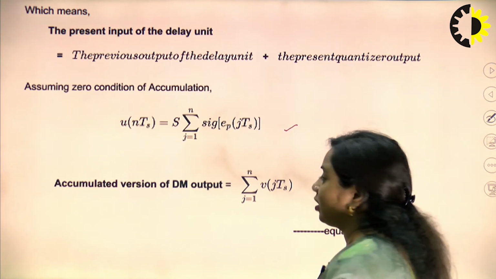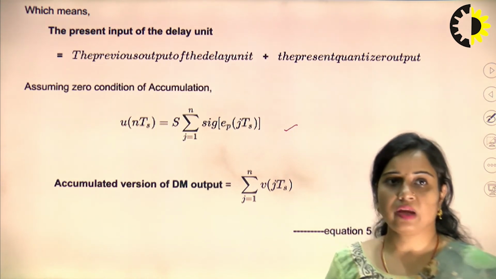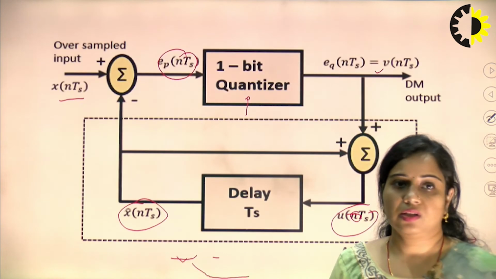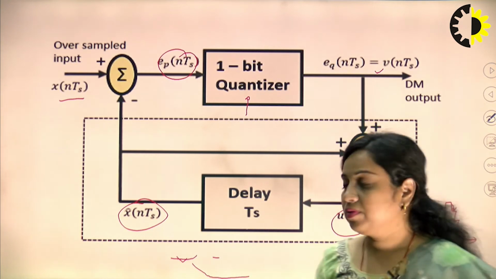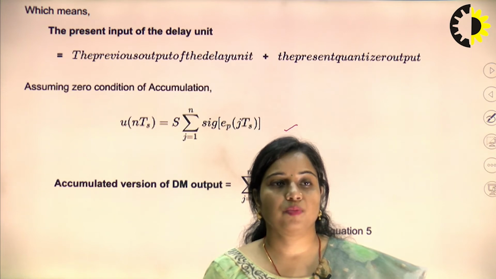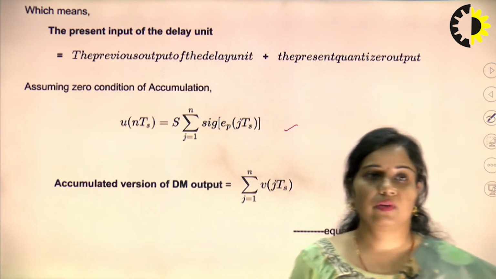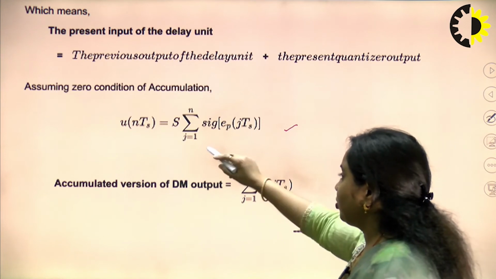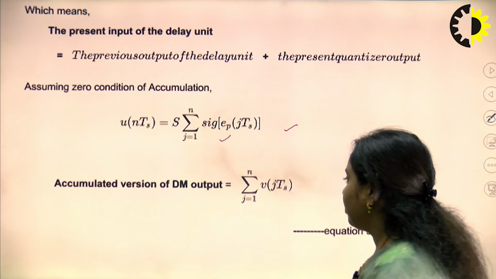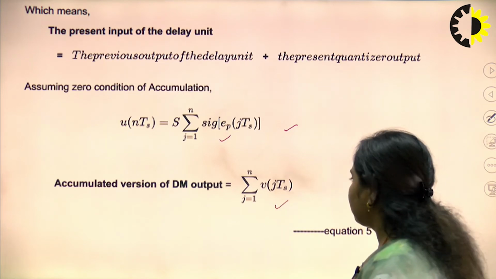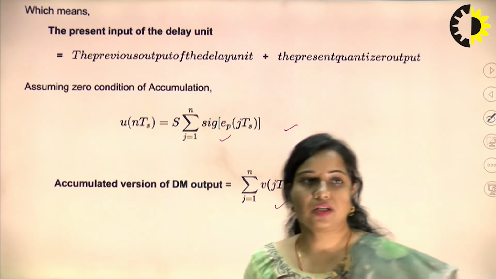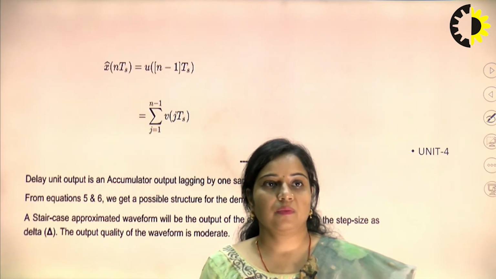What is accumulation? The accumulator is a circuit which you have seen, which consists of a delay element in the feedback path. The output of this accumulator will be U(nTs), given by this equation: the summation over j from 1 to n of the signum function of e_p(jTs). Now, the accumulated version of the DM output will be given by this equation, that is the summation of V(jTs) for j from 1 to n.